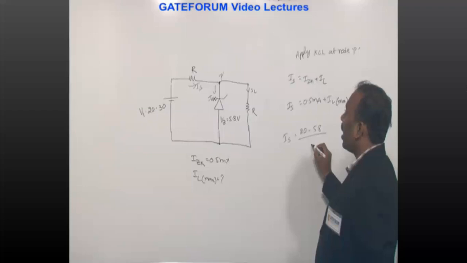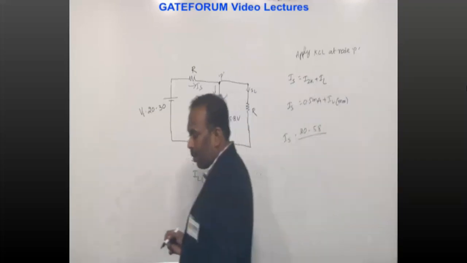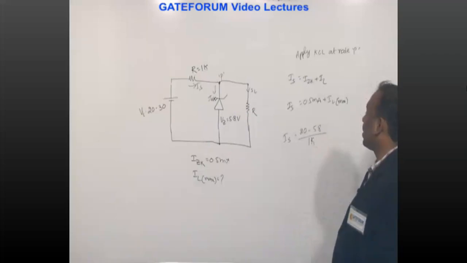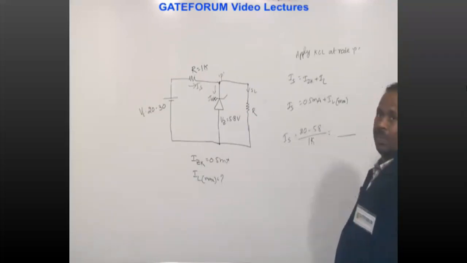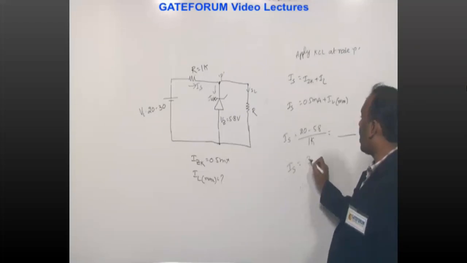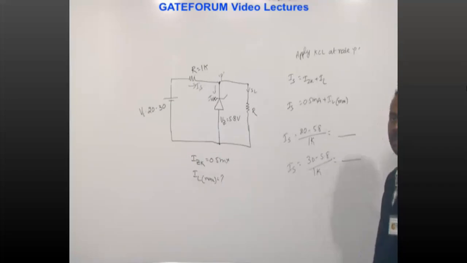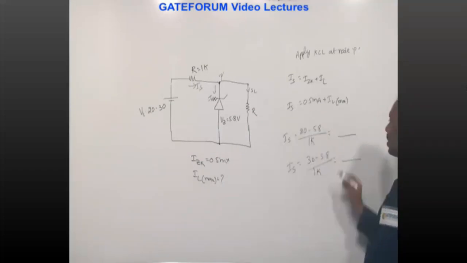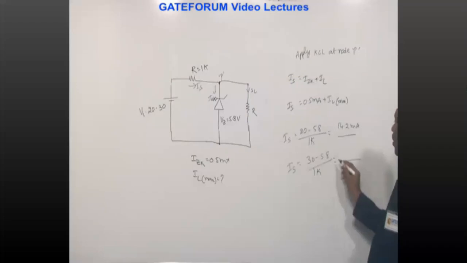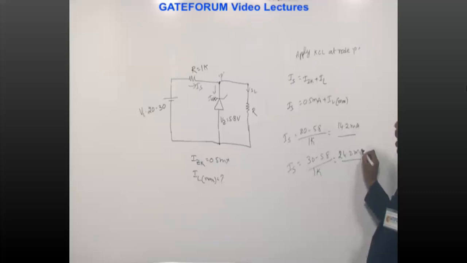5.8 divided by the resistance R value, which is given in the problem as 1K. You will get some value. Then take another value for the input, IS equals 30 minus 5.8 by 1K, and you will get another one. Here you are going to get 14.2 milliamperes, and here you are going to get 24.2 milliamperes.